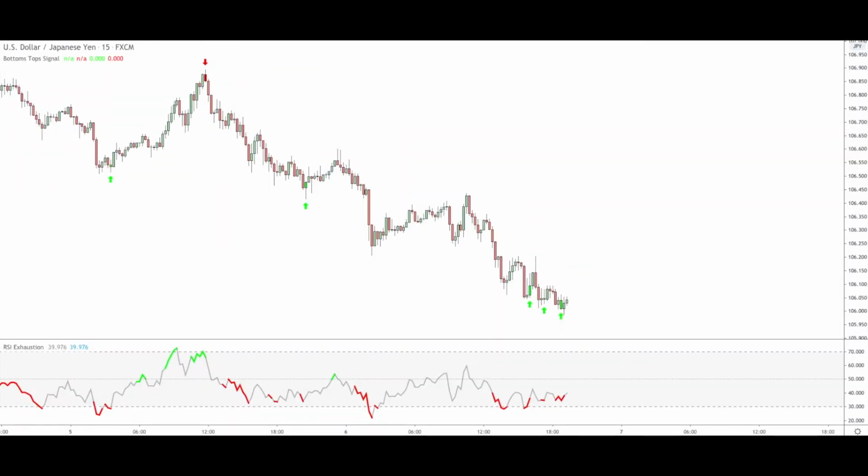So today we are looking at another pair, the US dollar versus Japanese yen on the 15 minutes time frame. We are using two indicators, the bottom stop signal indicator and the RSI exhaustion indicator. They are both available on TradingView.